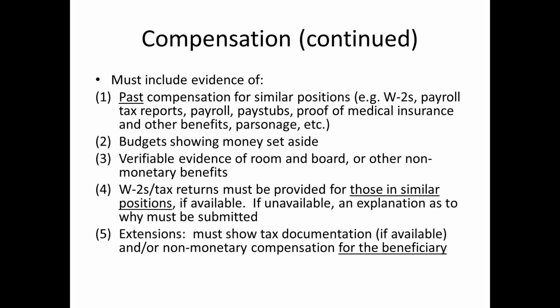If tax W-2s and tax returns are available, they have to be provided. That's for those in similar positions. The regulations make it clear that they have to be submitted. If unavailable, then you can explain; you could give a reasonable explanation for that. For extension applications, you have to show tax documentation, W-2s, tax returns, or any other tax document that shows non-monetary compensation for the beneficiary in order to get an extension. You have to show that for the beneficiary, unlike in an initial application where you can show it for those with similar positions.